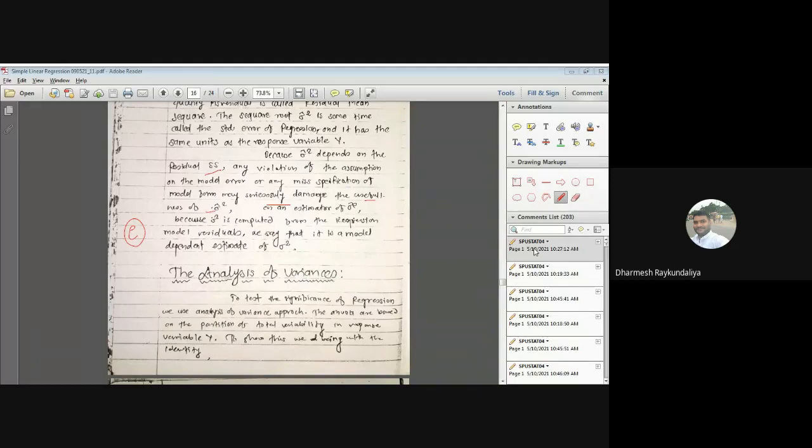Then we obtain the least square estimates of beta 1 and beta 0. The least square estimate of beta 1 is nothing but Sxy upon Sx square, and beta 0 cap is y bar minus beta 1 cap x bar.